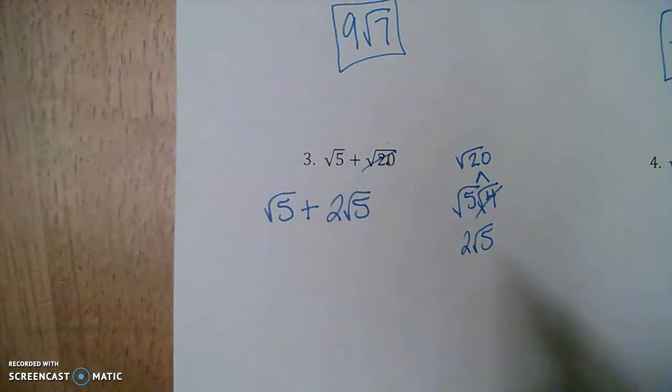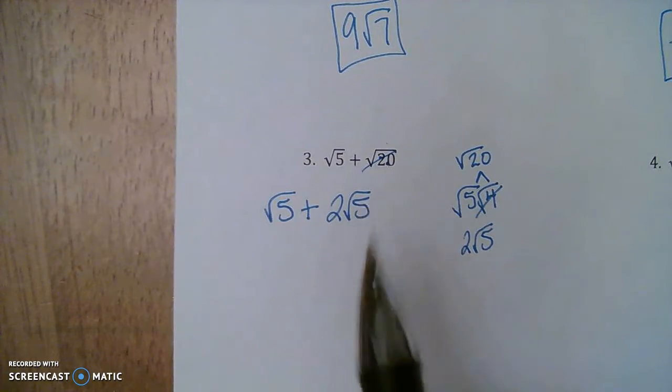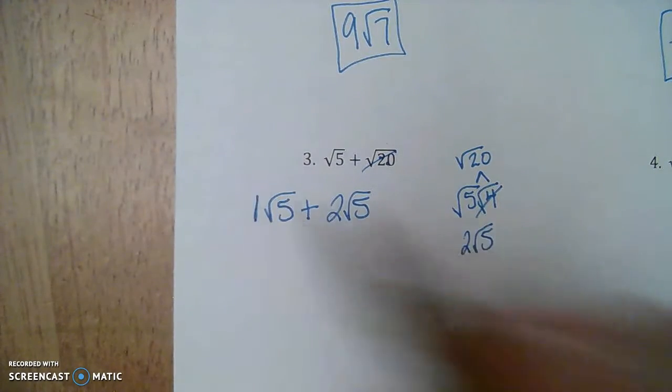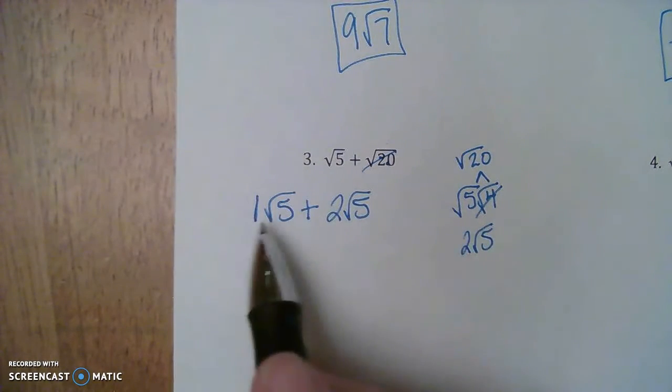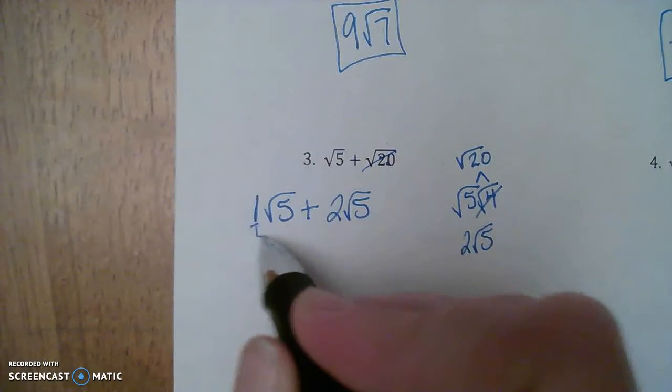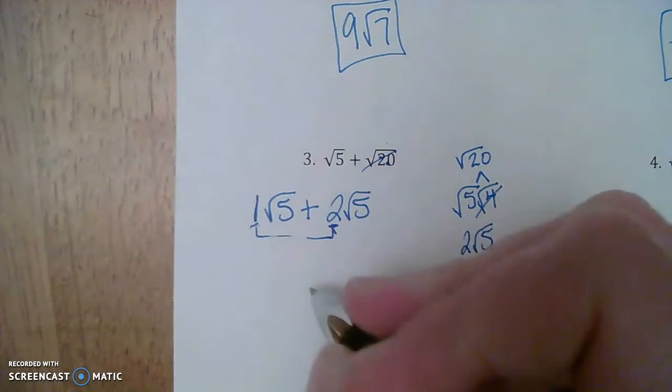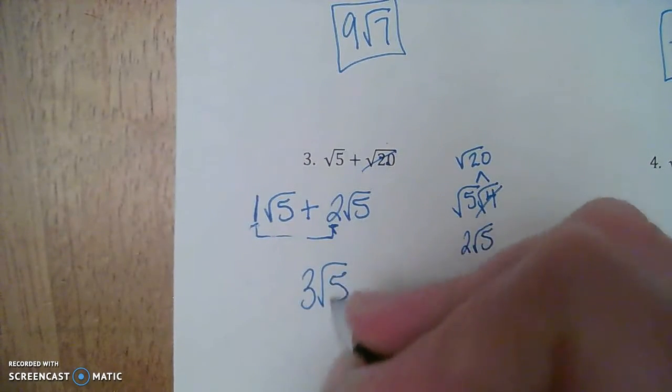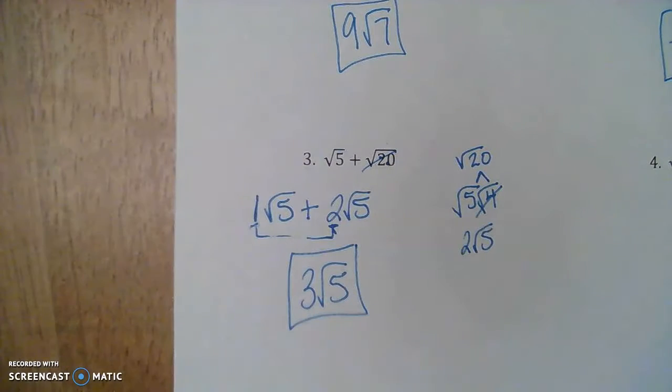All right, now a lot of people think the answer is just 2 square root of 5, but don't forget there's technically a 1 out here. So 1 square root of 5 plus 2 square root of 5 would give me 3 square root of 5 for my final answer.